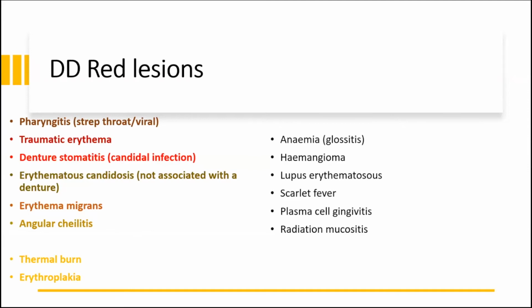Erythema migrans, angular cheilitis, thermal burns, erythroplakia, and of course anemia, that can present with a glossitis, so the tongue can be quite red and shiny. Hemangioma, lupus erythematosus, scarlet fever, plasma cell gingivitis, and radiation mucositis can present as red lesions.